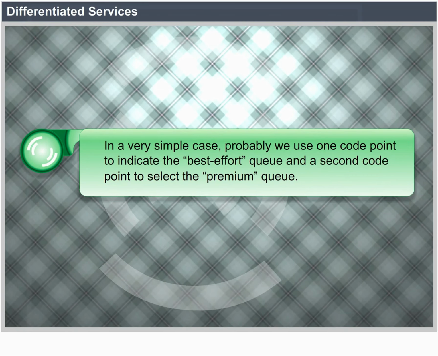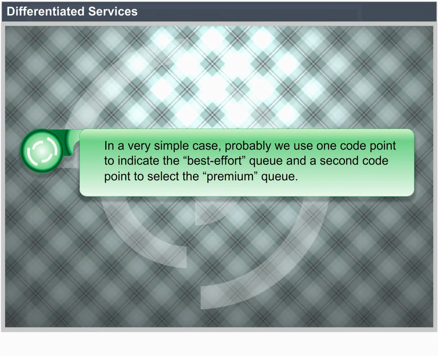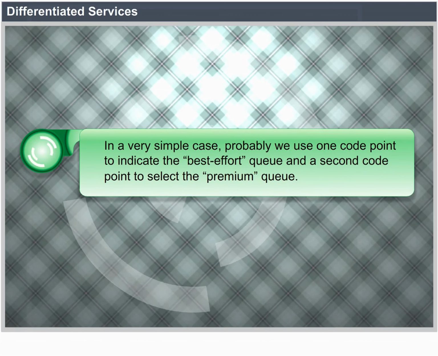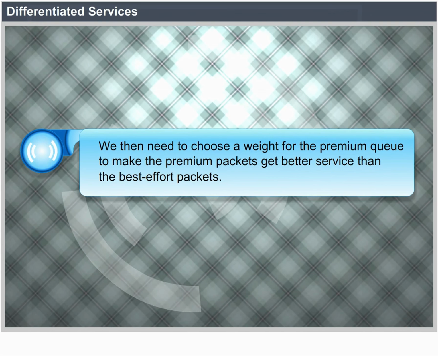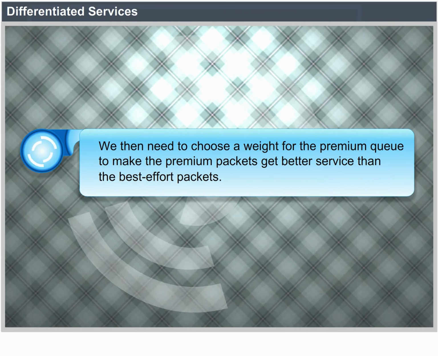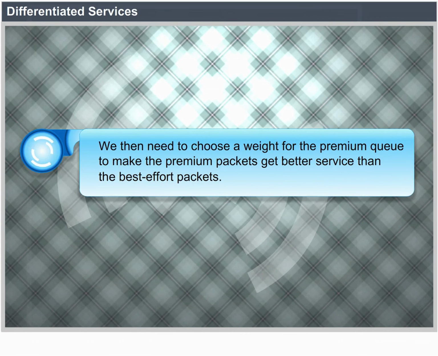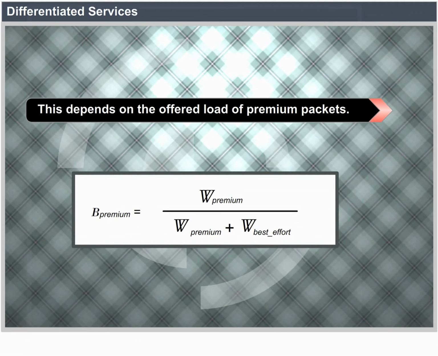As a very simple case, we might use one code point to indicate the best effort queue and a second code point to select the premium queue. We then need to choose a weight for the premium queue that makes the premium packets get better service than the best effort packets. This depends on the offered load of premium packets. B premium is equal to W premium divided by W premium plus W best effort.